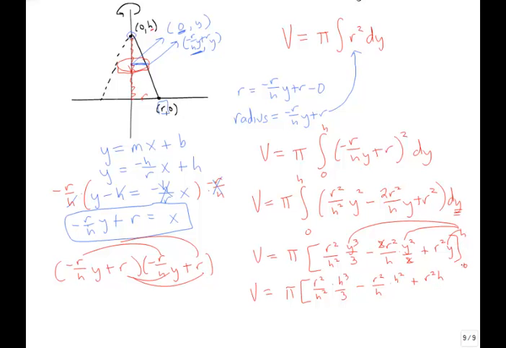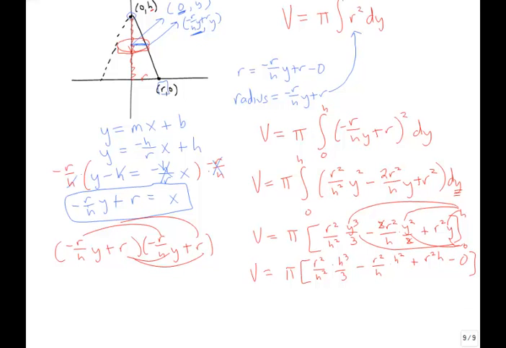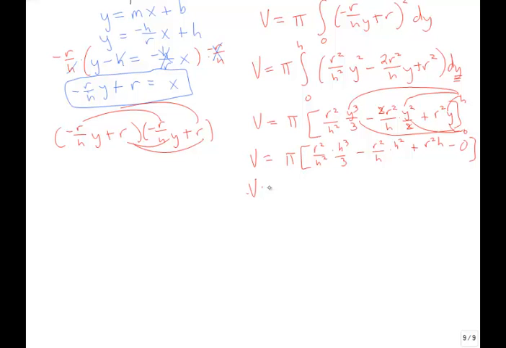Now notice, if we go and we plug in 0 for all of these y's, all of these three terms go to 0. So my lower bound is just going to give me 0. So it's not going to contribute anything to the answer. So all we have to do now is finish solving and simplify a little bit.